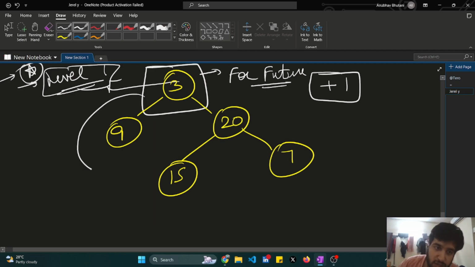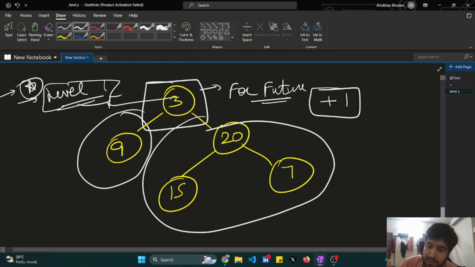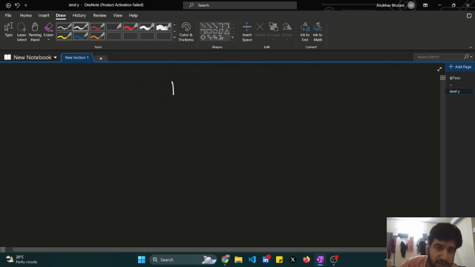So I'll just pass on my left and the right subtree to the function. I'll say that find me the maximum levels in the left and right subtree recursively. What does it mean by recursively? Suppose my function is like this, h of root. My code would be something like this.